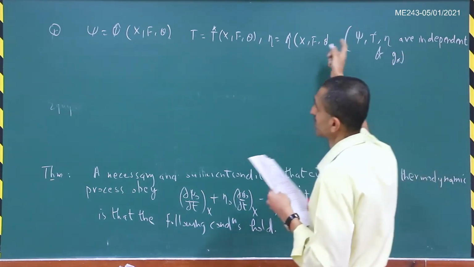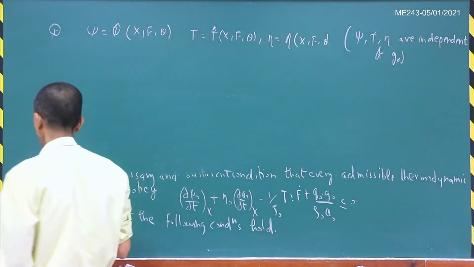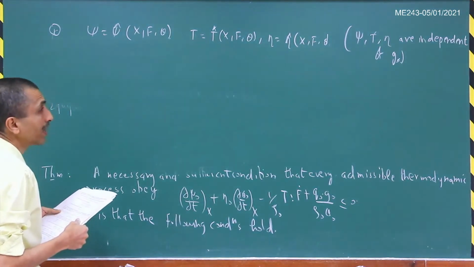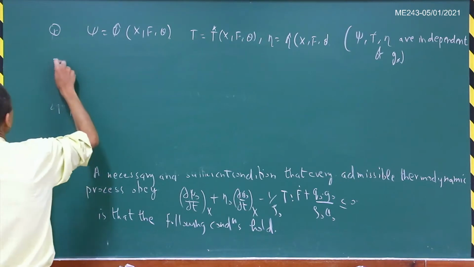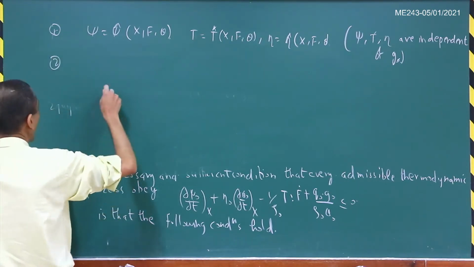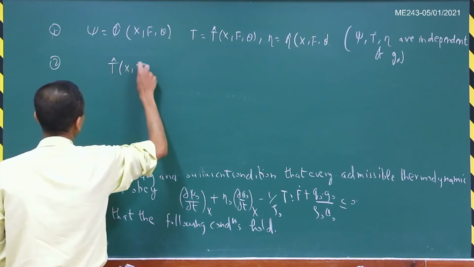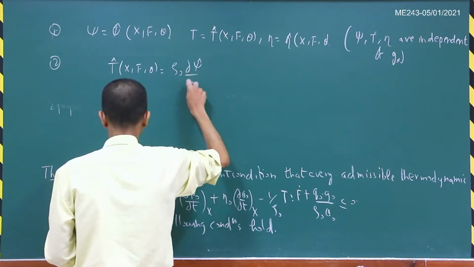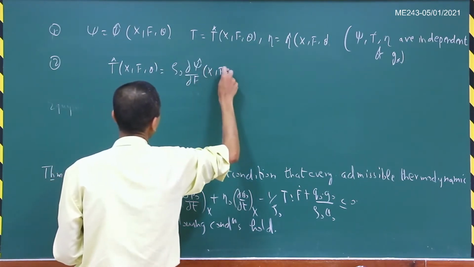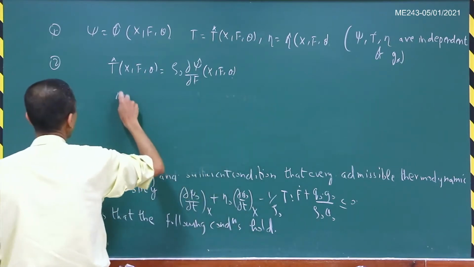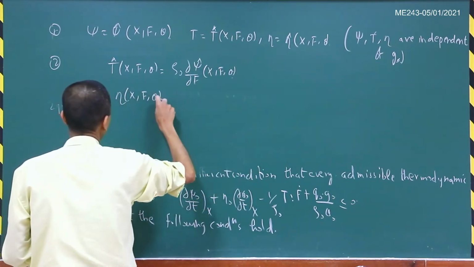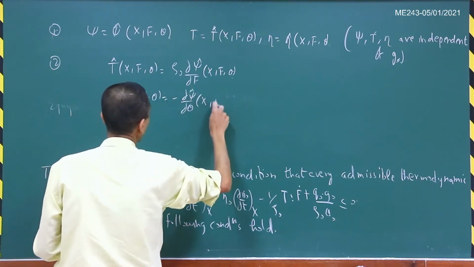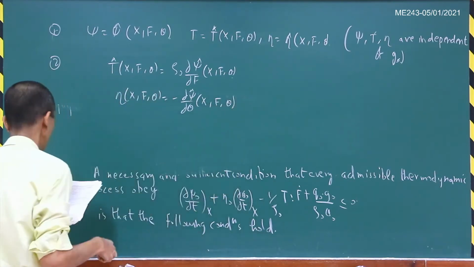So this is one of the restrictions that comes out of the second law of thermodynamics, that the free energy, the first parameter of stress, and the entropy function are independent of the temperature gradient. Then 2 is that T hat of x, F, theta is equal to rho naught times del xi hat by del F evaluated at x, F, theta, and eta of x, F, theta is equal to minus del xi hat by del theta evaluated at these x, F, theta.